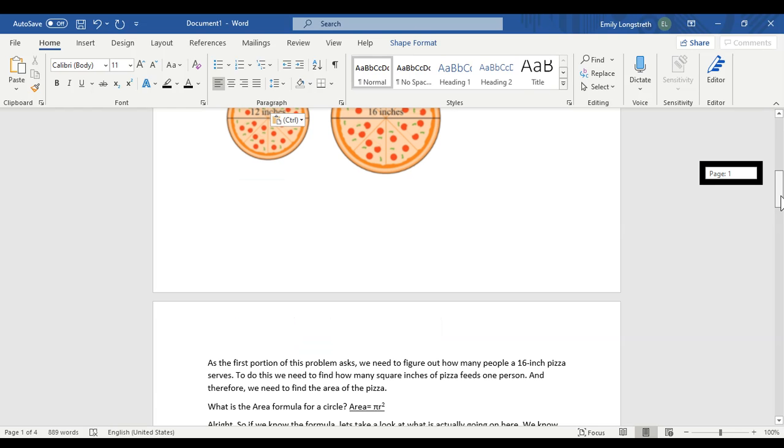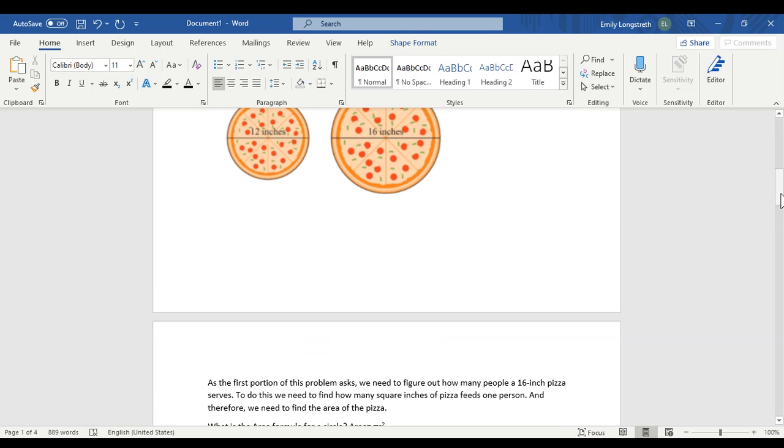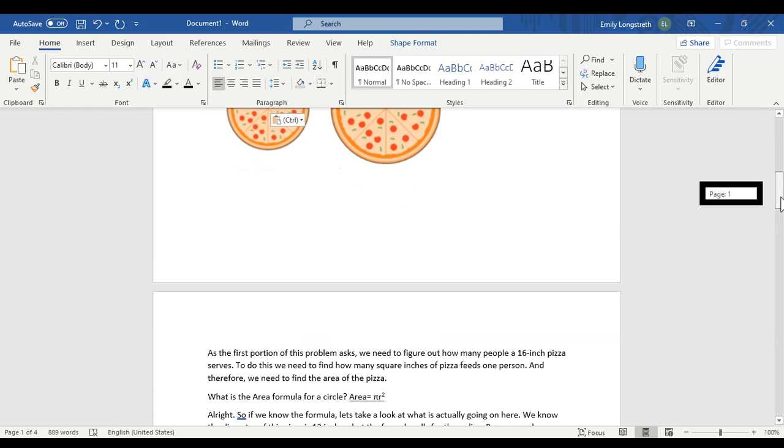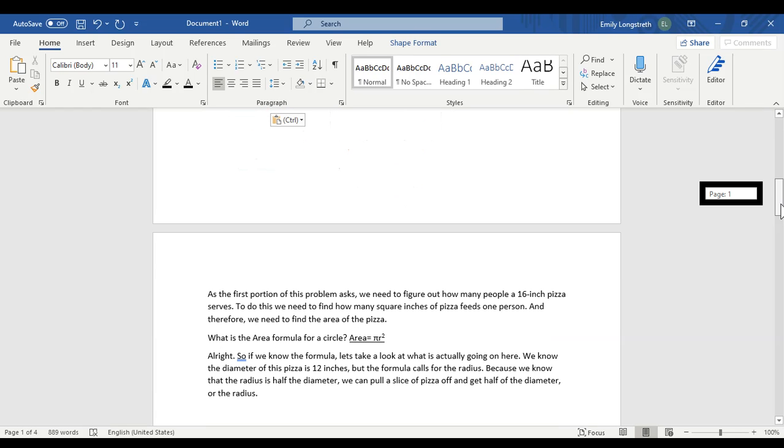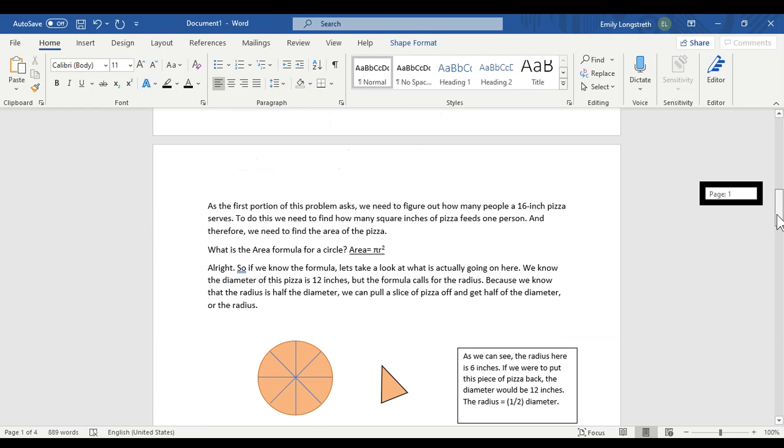So, as the first portion of this problem asks, we need to figure out how many people a 16-inch pizza serves. To do this, we need to know how many square inches of pizza feeds one person, and therefore we need to find the area of the pizza. Well, what is the area formula for a circle? It is area equals pi r squared.